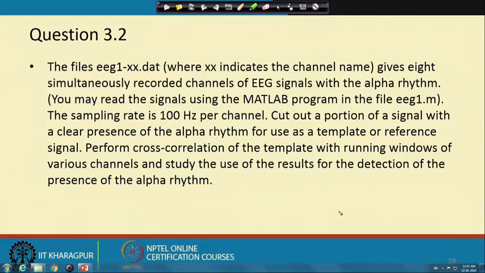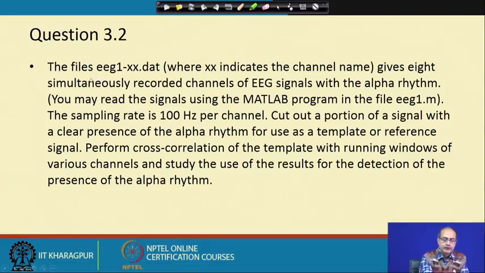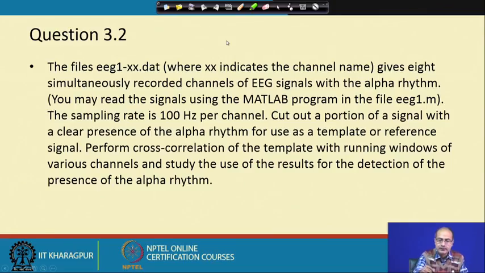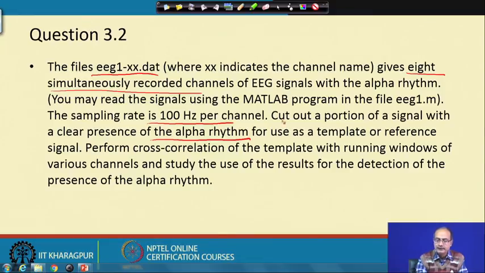Our second tutorial of question 3 is with EEG signal. Here we have 8 simultaneous channels recorded at 100 hertz. We would like to find out whether the alpha rhythms are present, and for that a part of the signal would be taken which has a clear presence of alpha rhythm.